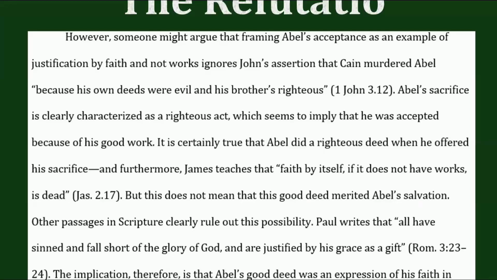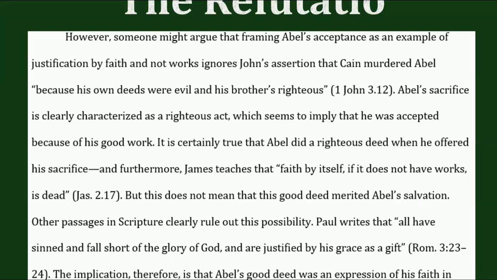"It is certainly true that Abel did a righteous deed when he offered his sacrifice. And furthermore, James teaches that faith by itself, if it does not have works, is dead." Notice what happens in the next couple sentences. This is the concession part. So the student is saying, yeah, this opponent, this objection, it holds some water. There's something in the concern that's right.